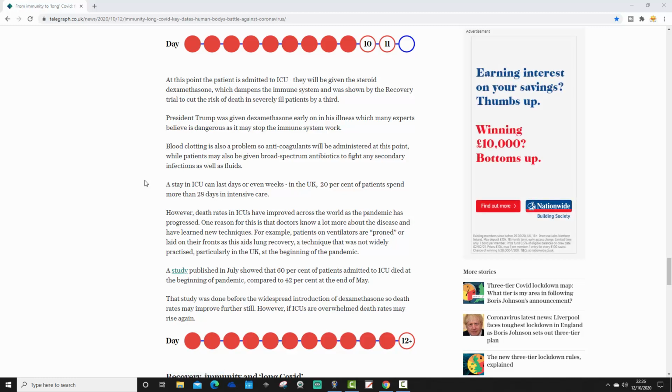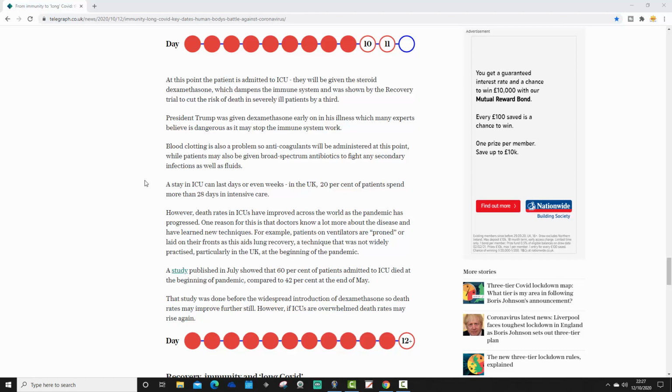Days 10 and 11, at this point, the patient is admitted to ICU. They will be given the steroid dexamethasone, which dampens the immune system and was shown by the recovery trial to cut the risk of death in severely ill patients by a third. President Trump was given it early on in his illness, and many experts believe that to be dangerous as it may stop the immune system from working.